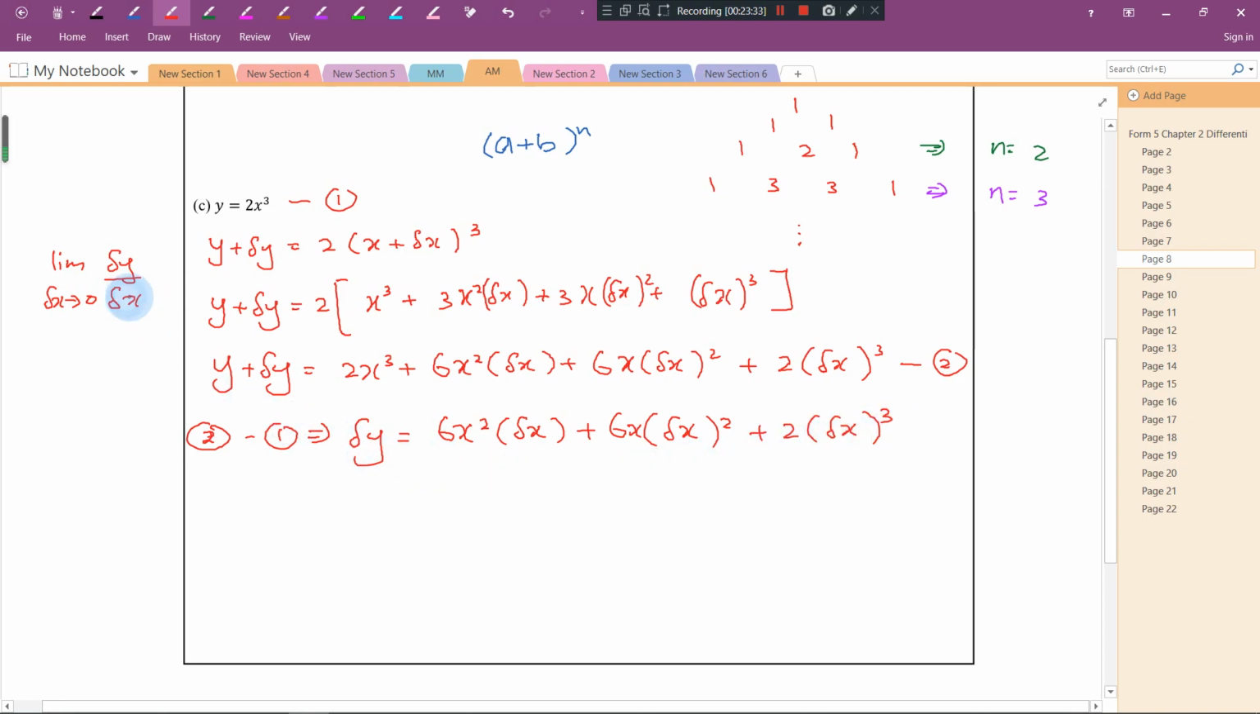The next step, we want it over delta x, right? So we just divide the whole equation by delta x. So here I will get delta y over delta x. Here I will have 6x squared, because delta x divided by delta x becomes 1. Here I will have 6x delta x to the power 1, and here I will have 2 delta x to the power 2. Okay, the last step, we add the limit as delta x approaches 0 for both sides.